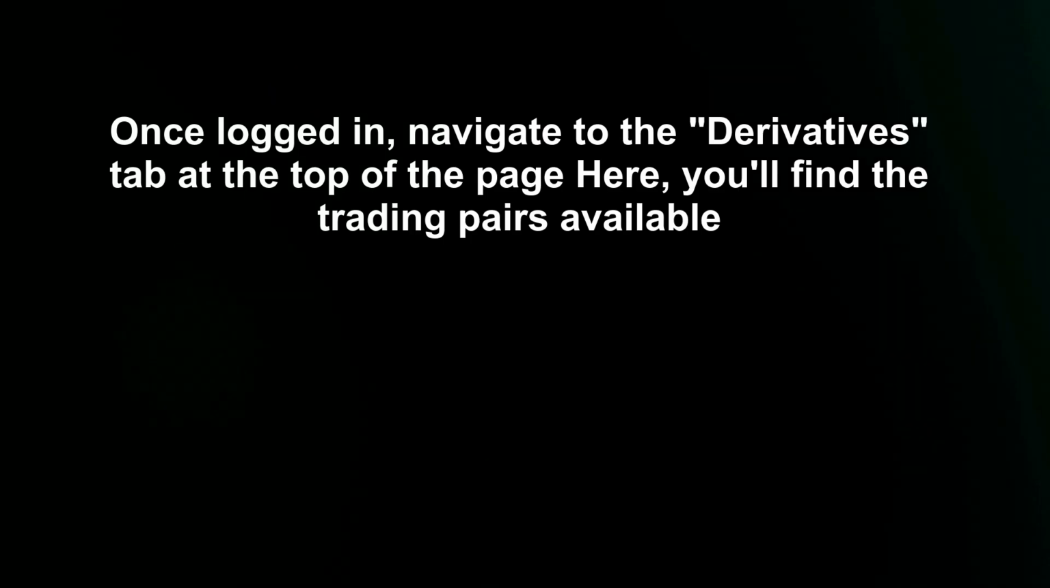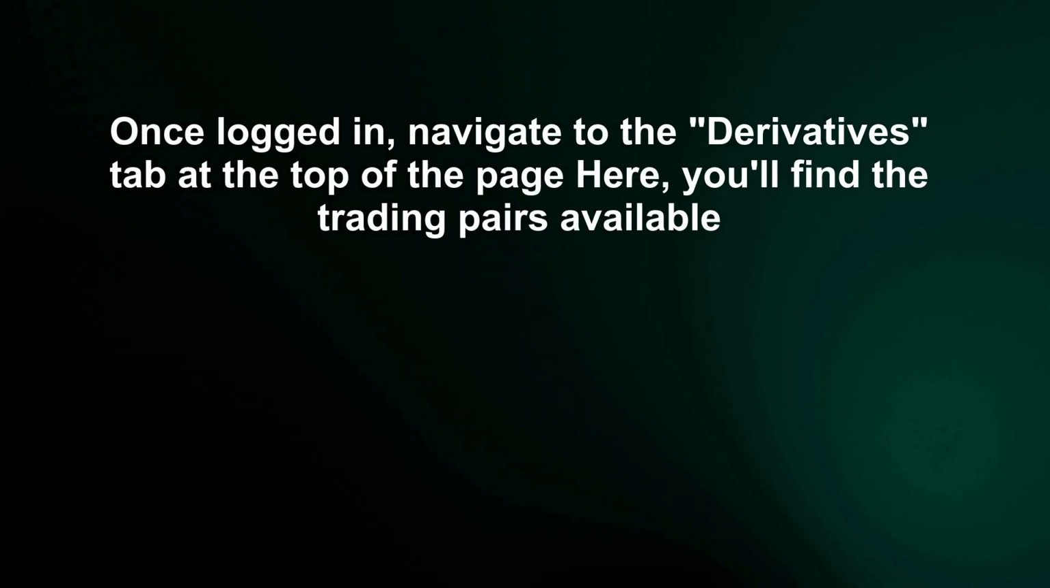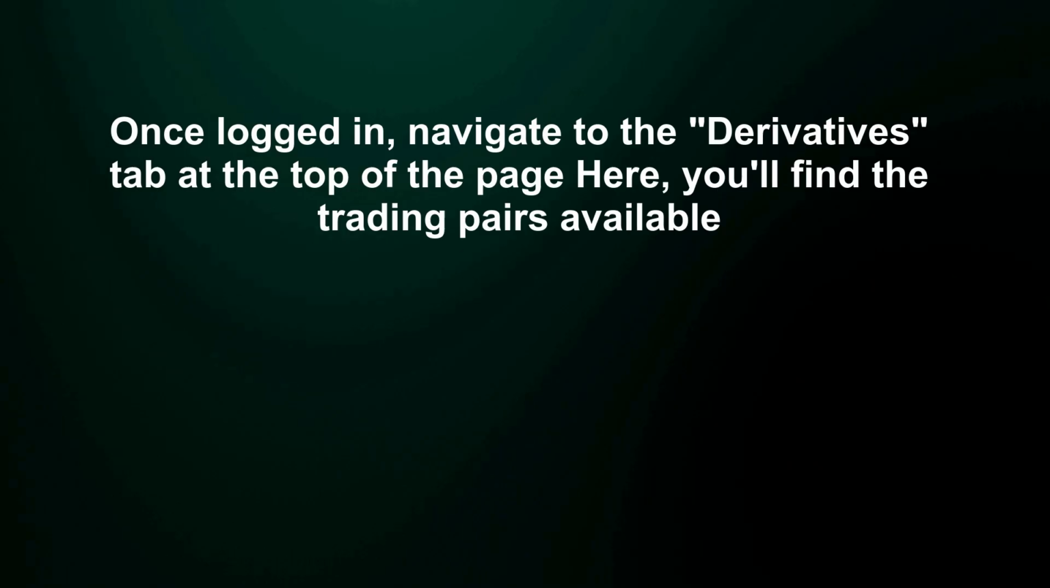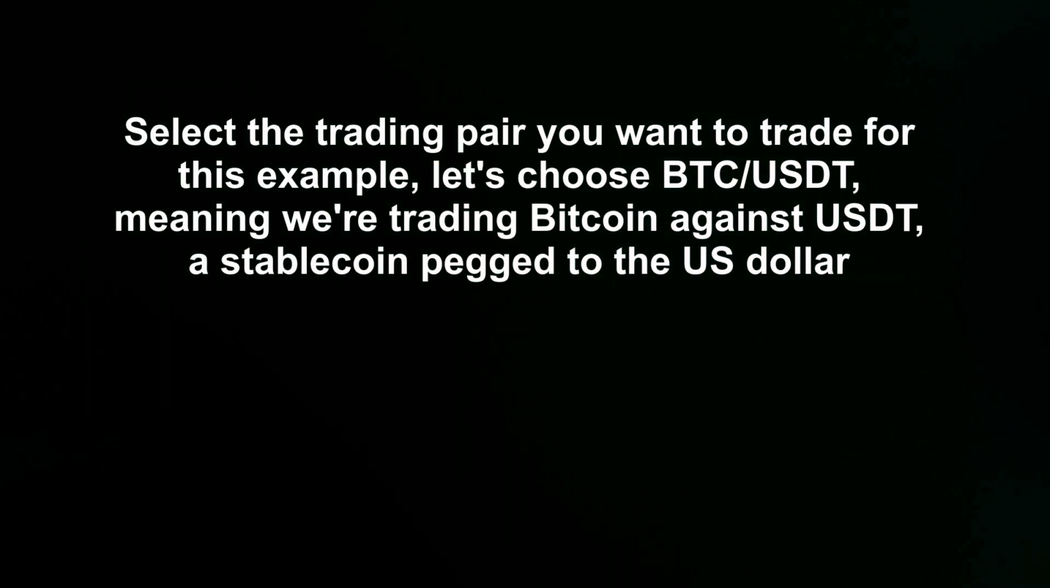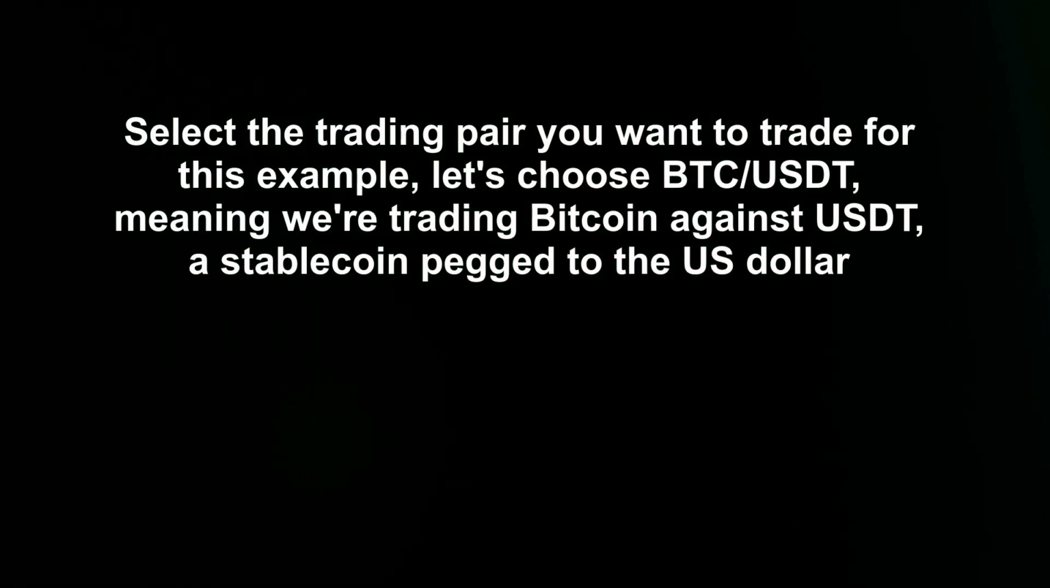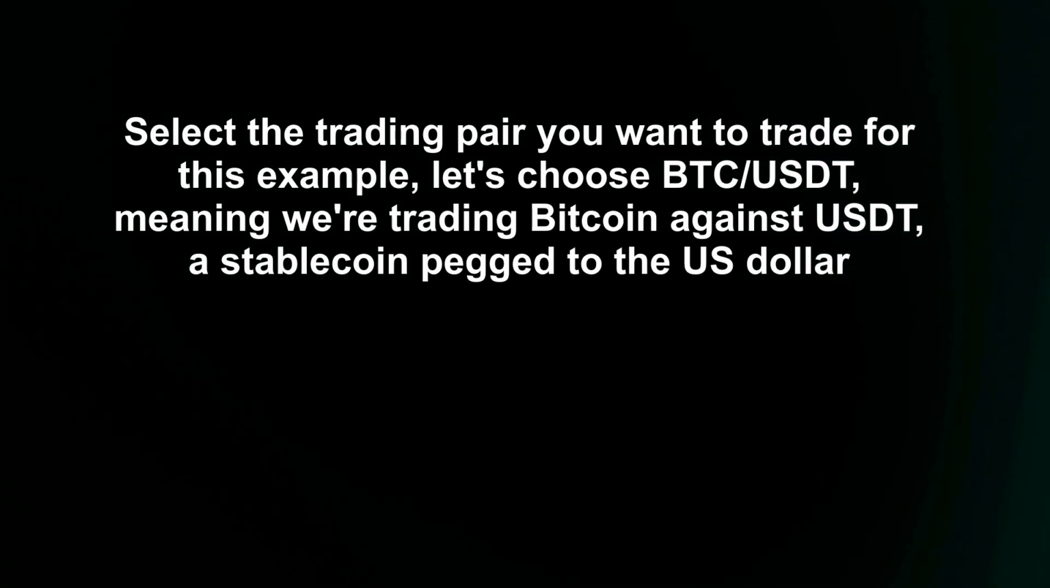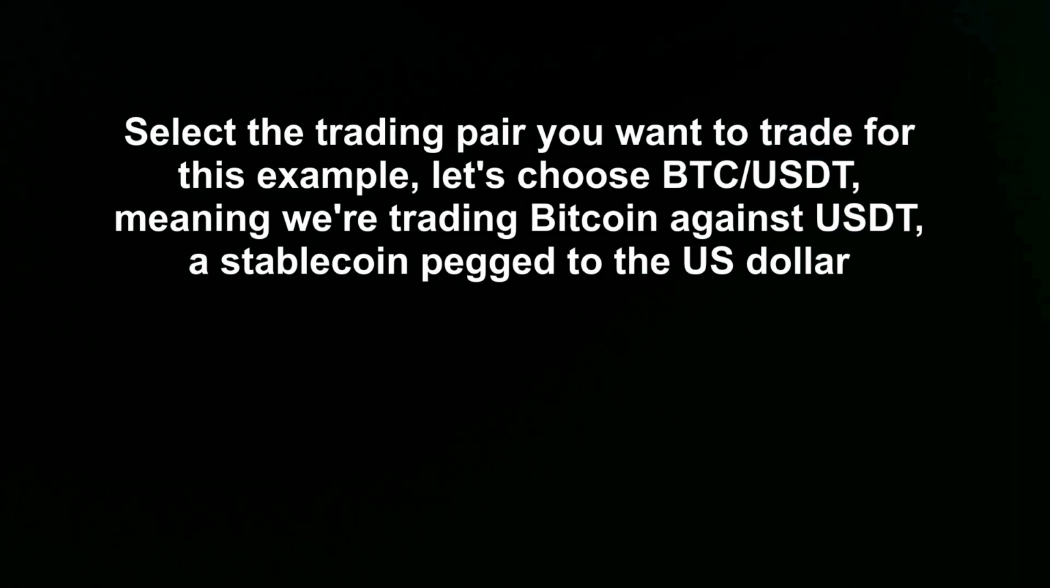Once logged in, navigate to the Derivatives tab at the top of the page here. You'll find the trading pairs available. Select the trading pair you want to trade. For this example, let's choose BTC USDT, meaning we're trading Bitcoin against USDT, a stablecoin pegged to the US dollar.